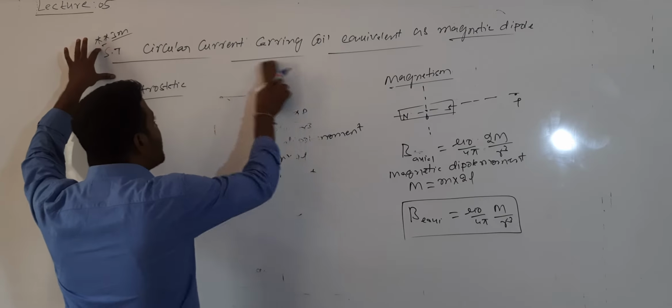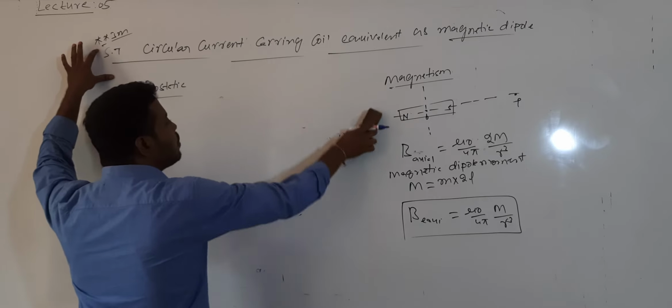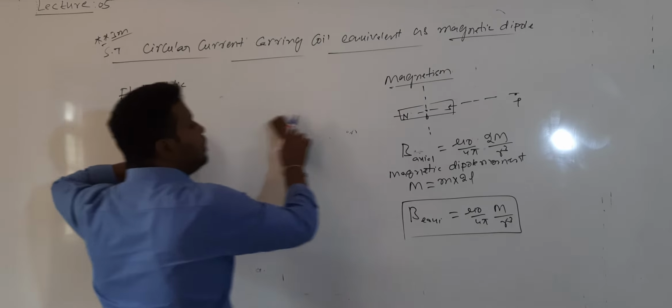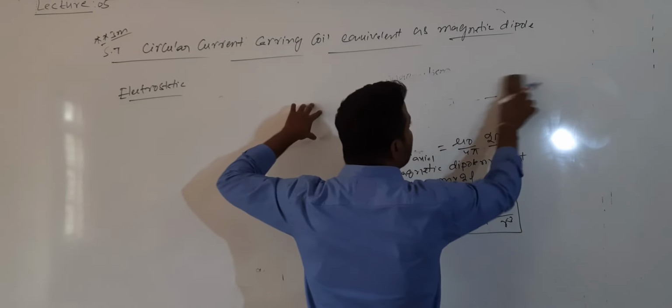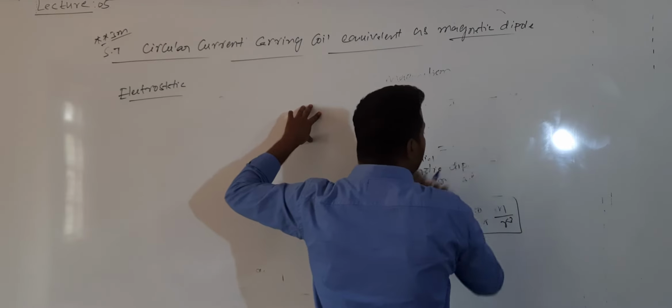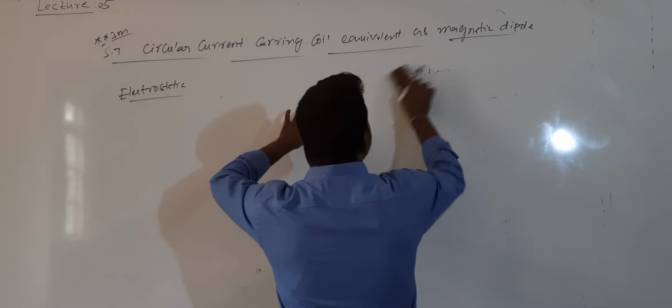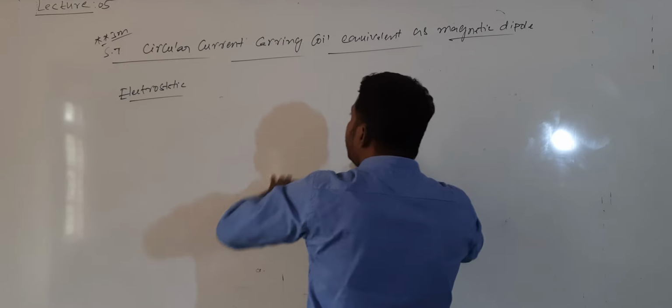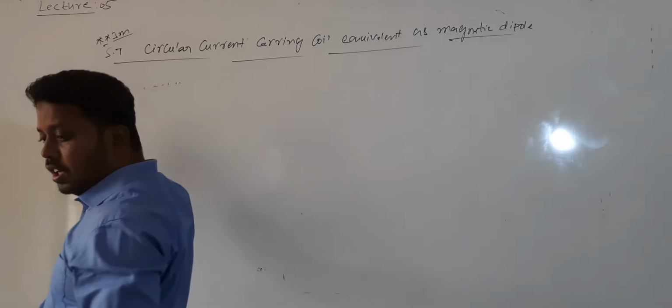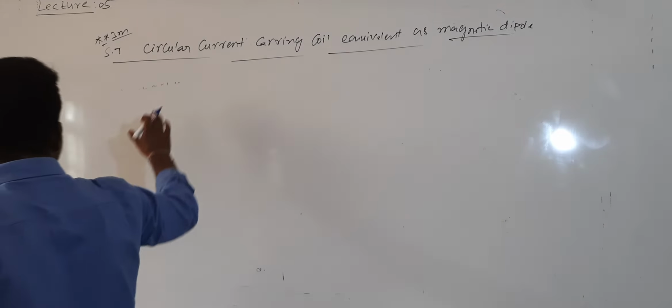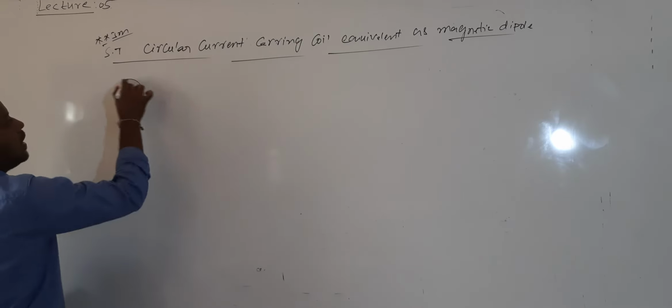I want to show the current carrying coil as equivalent to a magnetic dipole. In order to show the current carrying coil as a magnetic dipole, we want to derive the expression for magnetic field induction due to a circular current carrying coil. Now see our topic. We consider a circular coil.